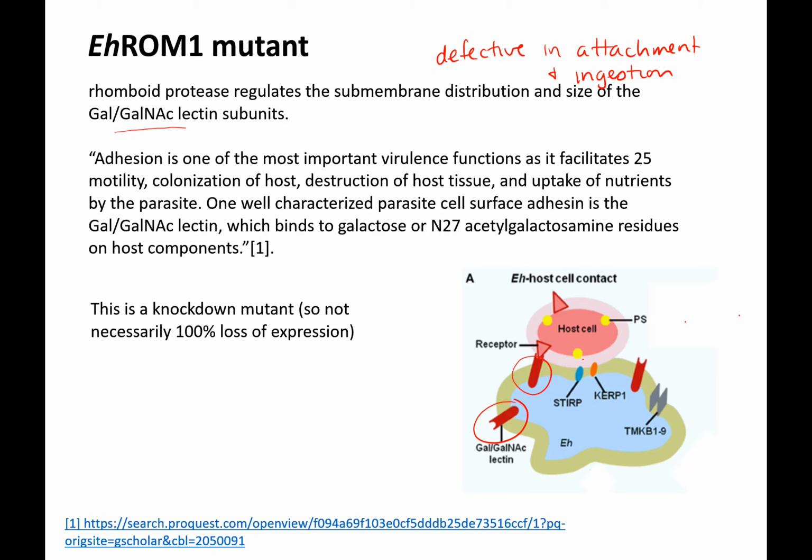My understanding in the paper is that they say this mutant is defective in phagocytosis, but not trogocytosis. And honestly, I don't understand why. I'll reread the paper some more and see if I can figure it out, but that might be something to think about. Also note this is a knockdown mutant, so not necessarily 100% loss of expression of this lectin. They're not mutating the gene, they're just causing a decrease in expression.